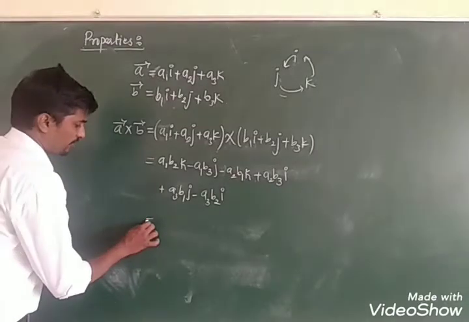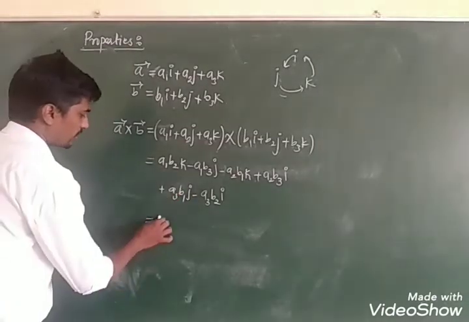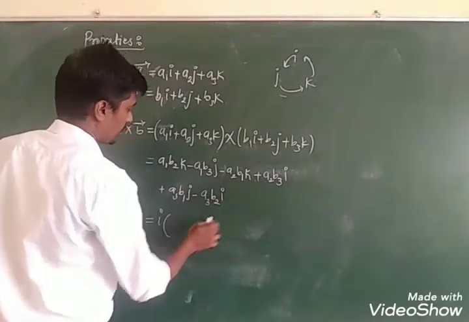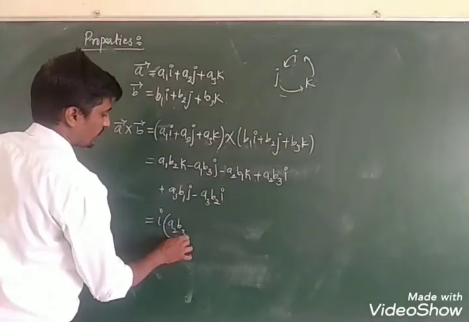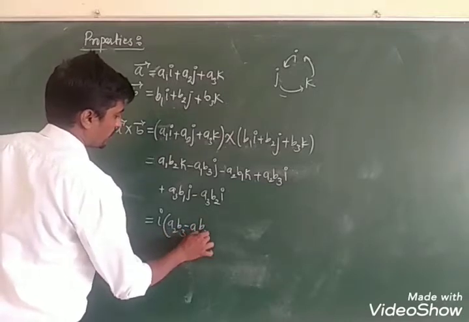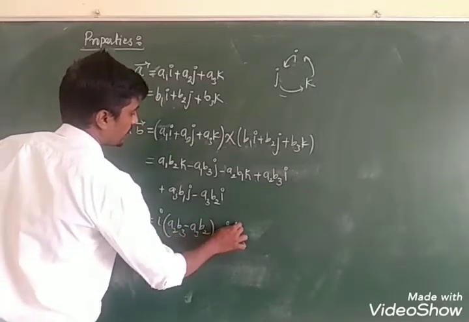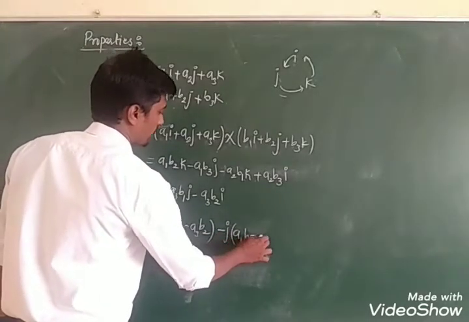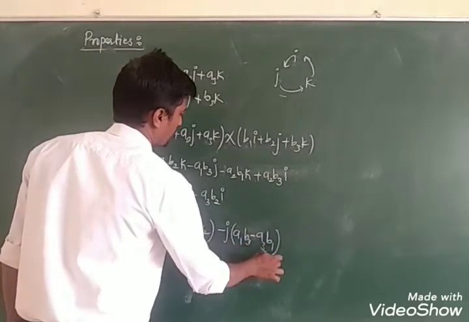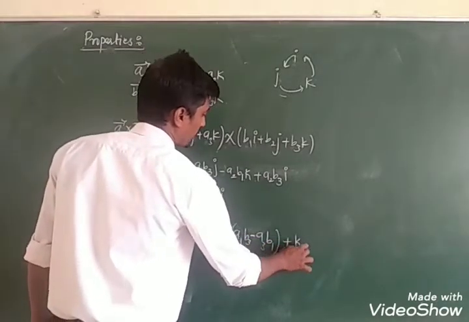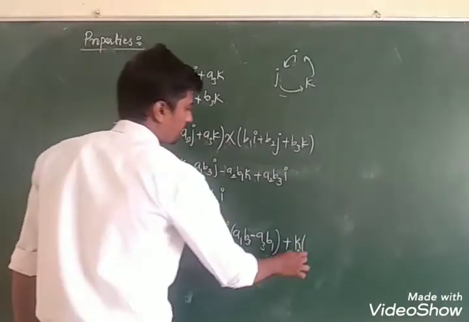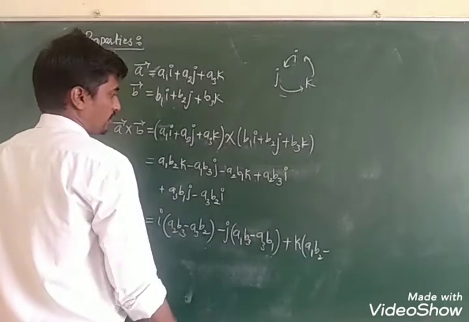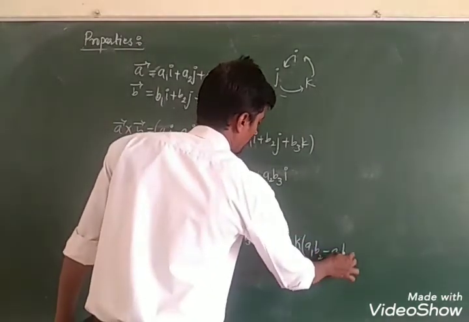Okay, so I will further move on simplifying. I will consider the I component separately. The I component is A2 B3 minus A3 B2. I will consider the J component also. It is A1 B3 minus A3 B1, and I will consider the K component also. The K component will be A1 B2 minus A2 B1.